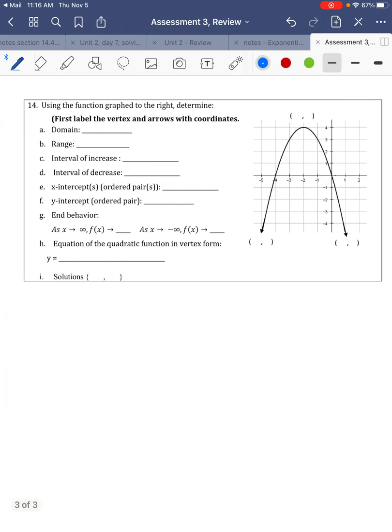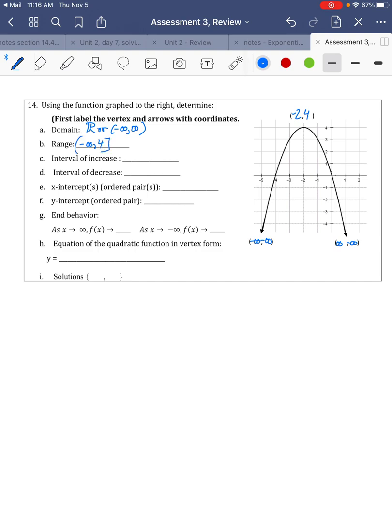Alrighty, last problem. So we're gonna label some points on here. Let's see, the vertex is negative 2, 4. Then over here on the right, I have positive infinity and negative infinity going down. Then on the left, it's negative infinity, and it's going down negative infinity as well. All right, my domain. Again, all real numbers. You can write this double R, or you could say negative infinity to infinity. Then for the range, it's going down forever, but it's not going higher than 4. So negative infinity to 4, because 4 is the highest.